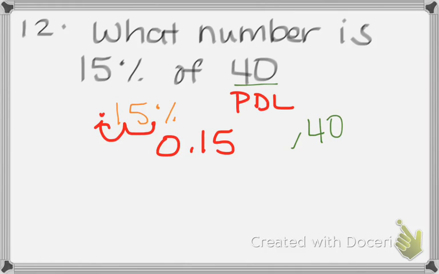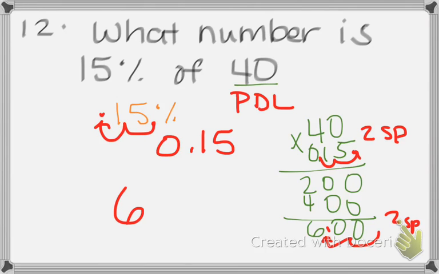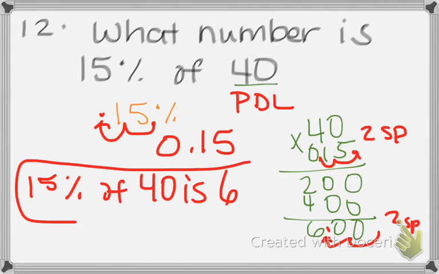So 40 times 0.15, 5 times 0 is 0, then we have 20, 0 for placeholder, 0 and 4. So we get 0, 0, and 6. And then you can't forget that last step, which is going to be swoop, swoop, 2 spaces, swoop, swoop, 2 spaces, and you get a final answer of 6, but what it's saying is, let me just write it correctly, 15% of 40 is 6. So when it's just asking you for percent of a number, you're going back to that 2.7 method, where you're just changing it to a decimal and then multiplying it out.